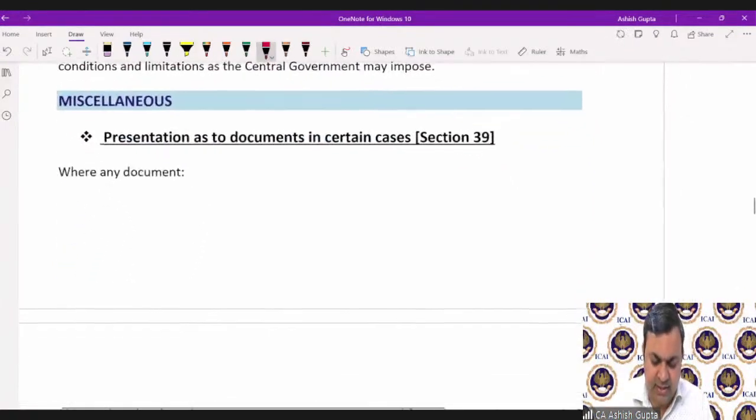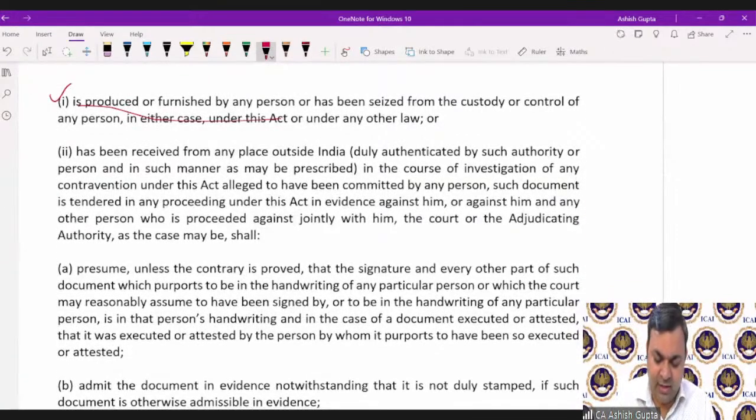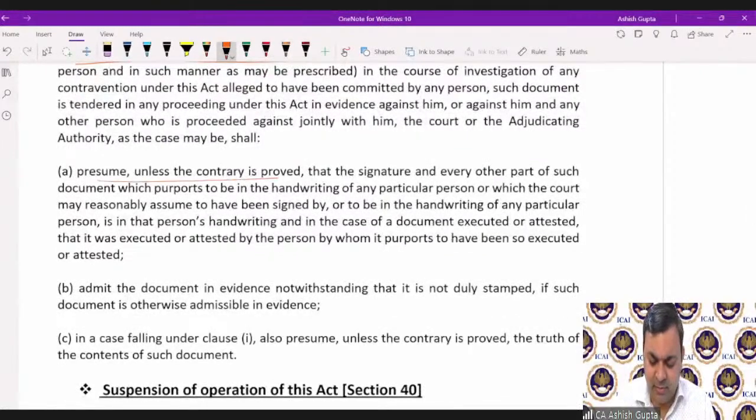Okay. Section 39, miscellaneous provisions. Where any document is produced or furnished or received from any place outside India, presume, unless the contrary is proved, the signature of every other part of such document which purports to be the handwriting of a particular person, or which the court may reasonably assume to have been signed by him, is the person's handwriting. In the case of a document executed or attested, that it was executed or attested by the person by whom it purports to have been so executed or attested.